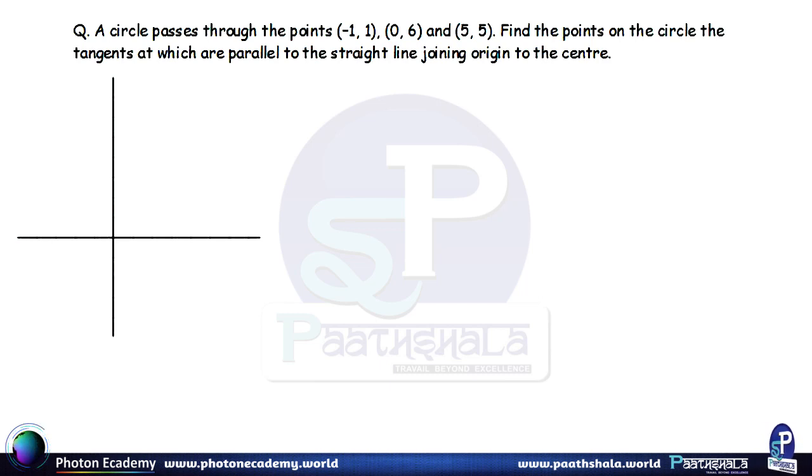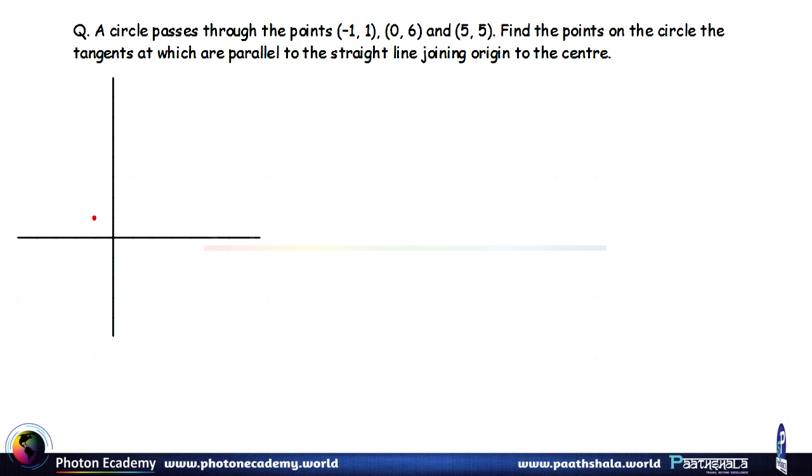Okay, let's start. This one's a bit tricky, but it's still easy, so let's just do it. So it's given that a circle passes through these 3 points. Let's plot the 3 points. So this is -1, 1. Next point is 0, 6.